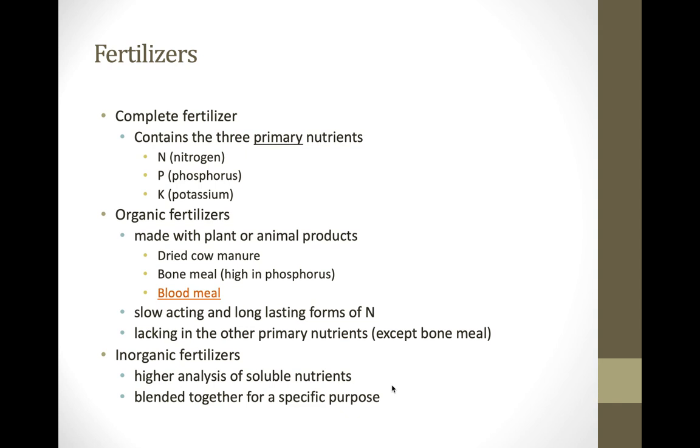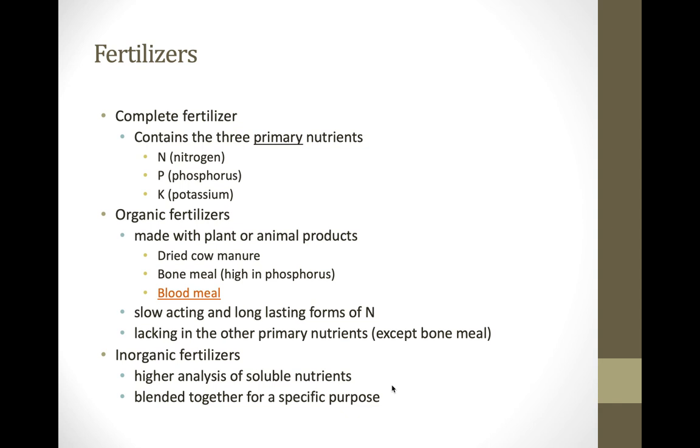Fertilizers themselves. When you go and purchase a fertilizer, there are going to be 3 numbers on the fertilizer. It might say 10, 10, 10. It might say 15, 0, 15. And that is the percentage of the 3 primary nutrients that are going to be in that fertilizer.